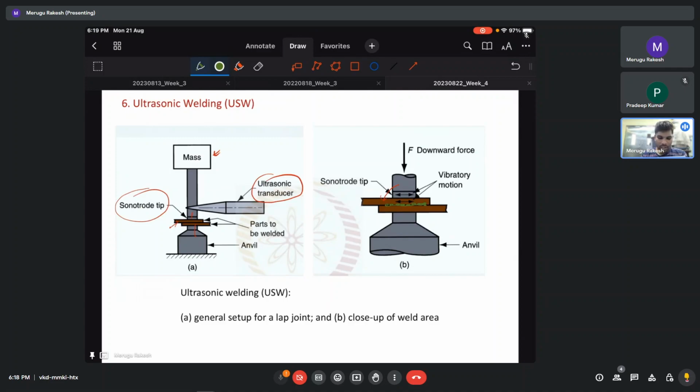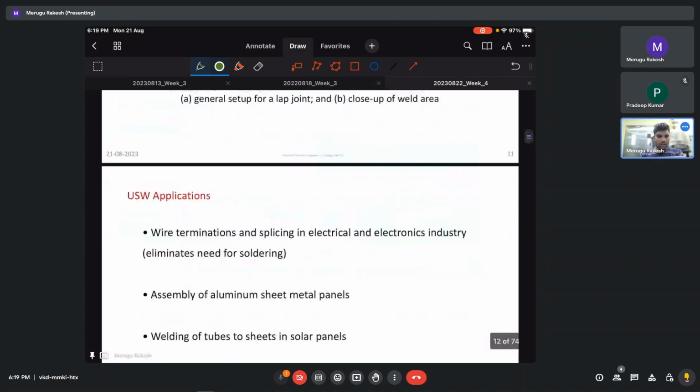I think you already know about this transducer. When you apply electrical energy, it is converted into mechanical energy in this alternating transducer. We can use magnetostrictive materials or piezoelectric materials to get this very high frequency.